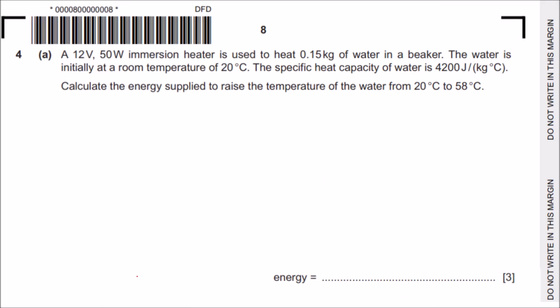Question number 4. A 12 volts 50 watts immersion heater is used to heat 0.15 kg of water in a beaker. The water is initially at room temperature of 20 degrees Celsius. The heat capacity of water is 4,200 joules per kg degrees Celsius. Calculate the energy supplied to raise the temperature of water from 20 degrees Celsius to 58 degrees Celsius.